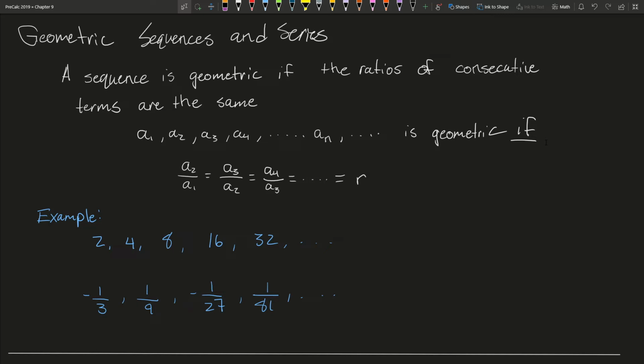So a2 over a1 is equal to a3 over a2, which is also equal to a4 over a3, and all those things are equal to one number. That number is r, which is called the common ratio. Again, arithmetic sequences had a common difference. Geometric sequences have a common ratio. I'll give you a second to write, and obviously, if there are any questions, go ahead and ask.